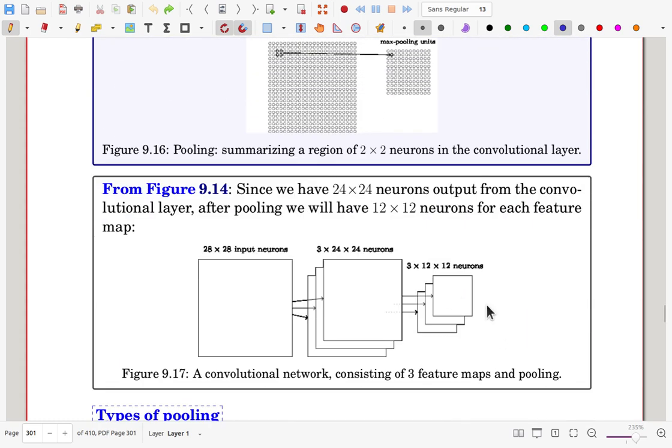Okay, along with this picture, it can be explained quite nicely. The original input is 28 by 28. Now, with 3 feature maps, we have 3 times 24 by 24. And 2 by 2 pooling makes 3 times 12 by 12. In this way, we can simplify the information.